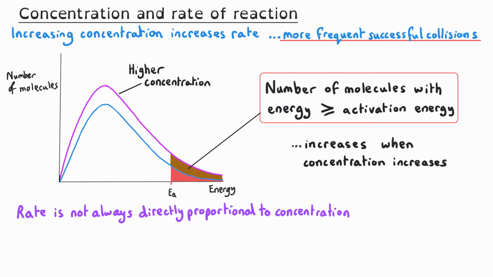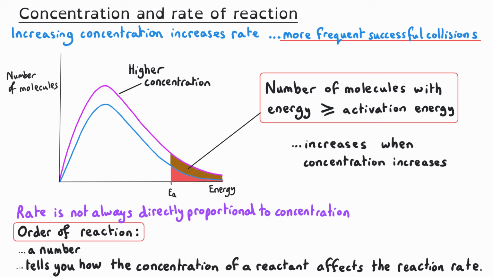The rate of a reaction is not always directly proportional to the concentration of the reactants. This is actually a simplification. It will be true for the majority of the reactions you've encountered so far. How important a reactant's concentration is in terms of the rate of a reaction is referred to as the order of reaction with respect to that particular concentration. The order of reaction will be a numerical value, and this number will tell you how the concentration of a particular reactant will affect the reaction rate.